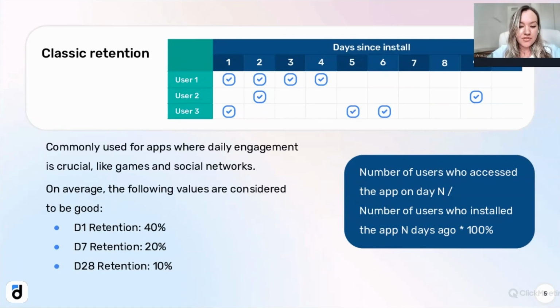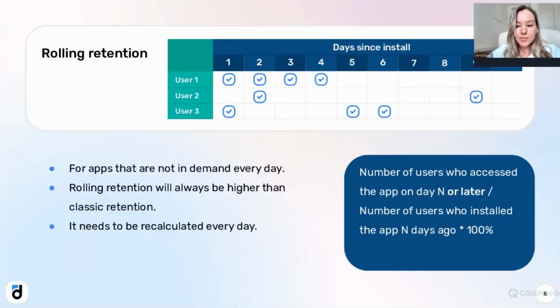Fortunately, there are many freely available sources allowing you to compare your metrics. The next type we'll explore is rolling retention. To calculate it, we need to divide the number of users who open the app on or after a particular day by the total number of users in the cohort.